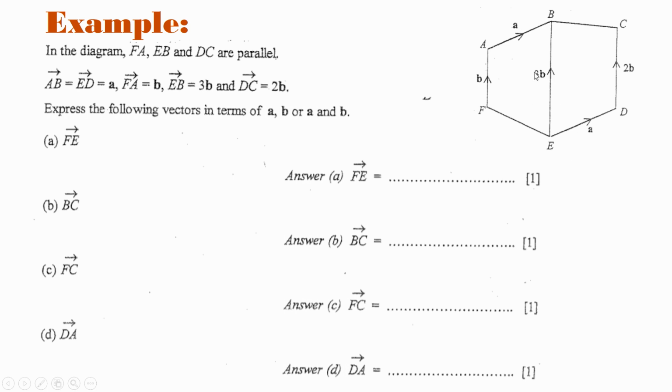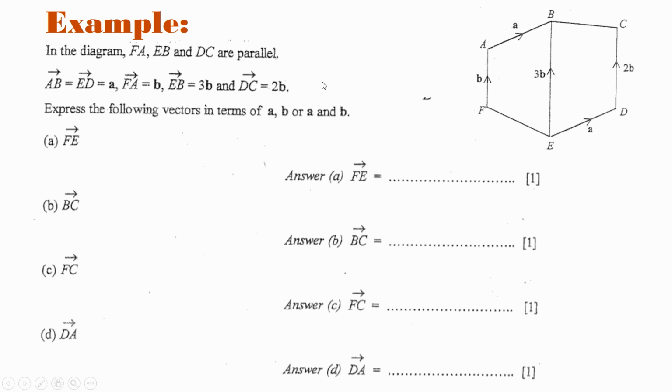Pretty much what they've said here is on the diagram, but always read it just in case. AB equals ED, and they're both A. FA equals B. It's drawn on there already. EB equals 3B, and DC is 2B. Always read over it in case they added something that they haven't drawn on the diagram. Don't trust that it's always drawn on the diagram. Make sure to read through it and check.